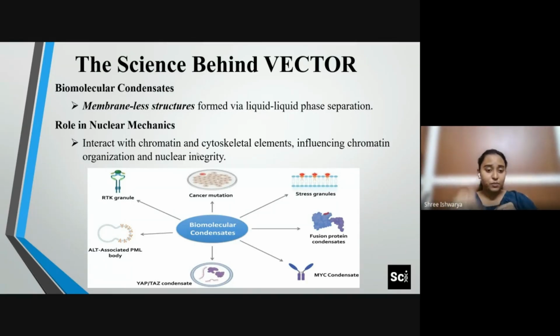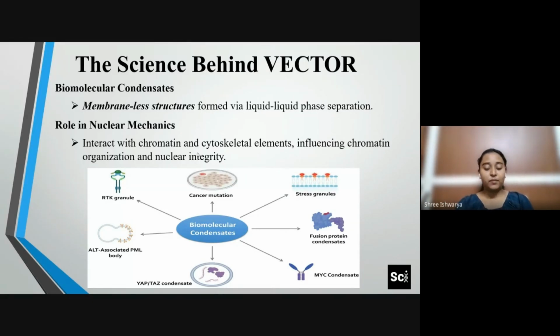So what role do they play? These biocondensates go and attach to your chromatin material or any type of biological compound inside your cell, and alter their organization. So this plays a key role in organizing your chromatin naturally. This is the basic idea behind VECTOR.